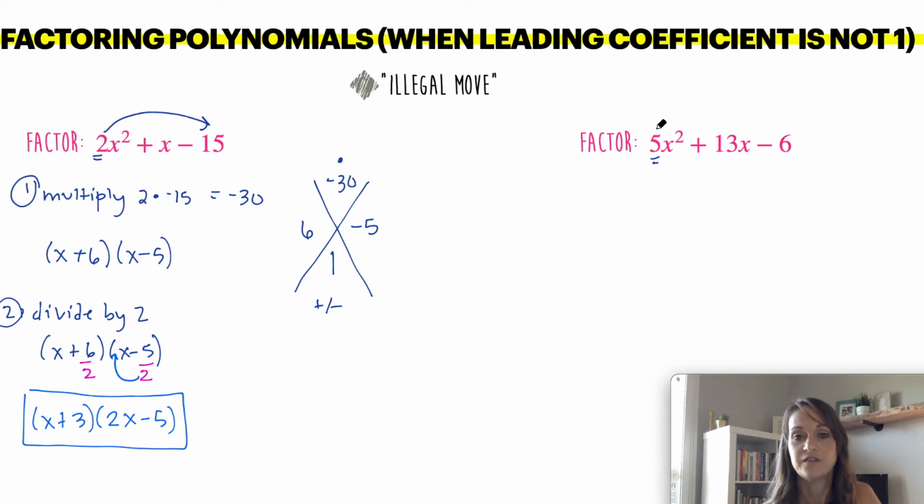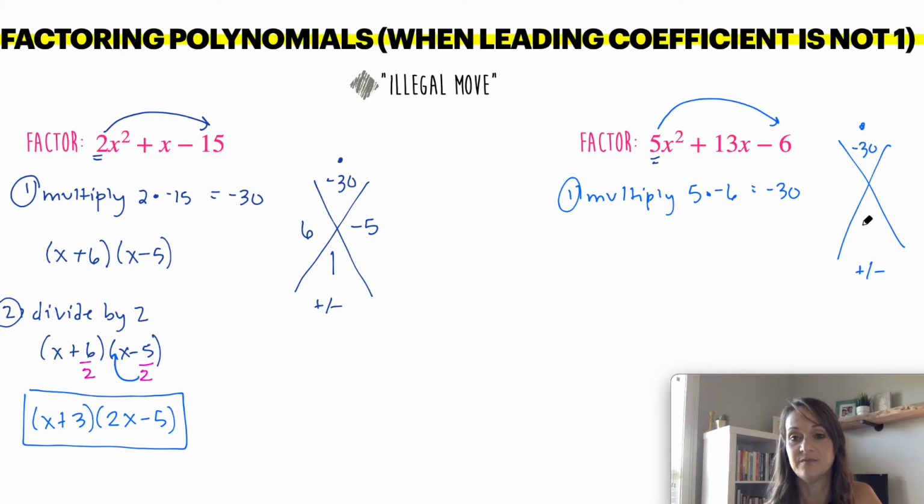So in this case, the first thing we do is we multiply 5 times a -6 to get -30, and we do our big X. So what multiplies to give you -30 but adds or subtracts to give me a +13? Let's see. I believe it's going to be 15 and 2. One of them needs to be negative since they multiply to give you a negative, but that's a +13. So therefore 2 needs to be negative. So we'll write x plus 15 and x minus 2.